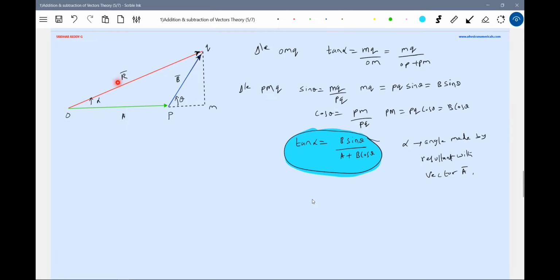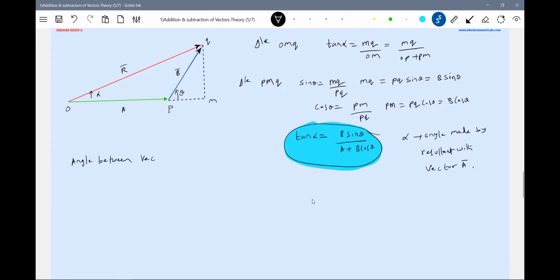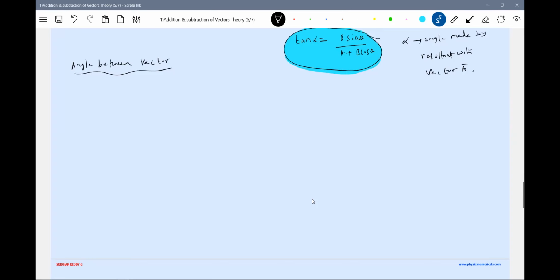And we know this length also. We know the resultant and also the angle made by the resultant with the vector. So for that, you should know the magnitude of vectors A bar, B bar, and the angle between the vectors. Sir, what is the angle between vectors? I think a little bit of awareness is needed, so I'll share a small idea.